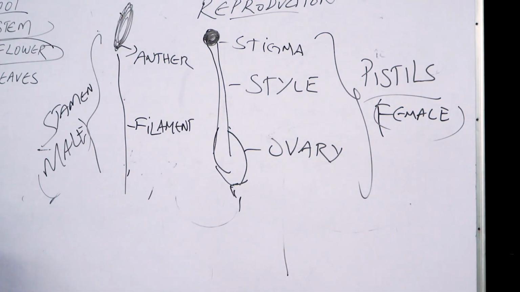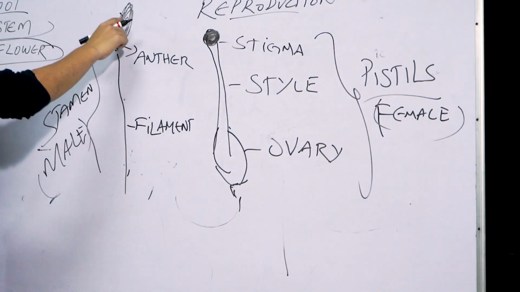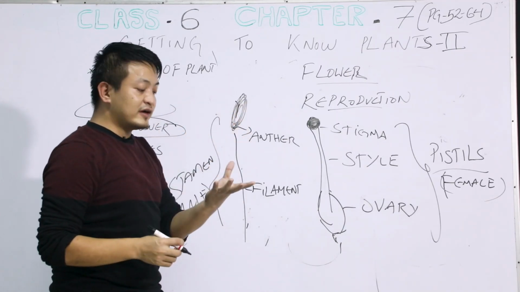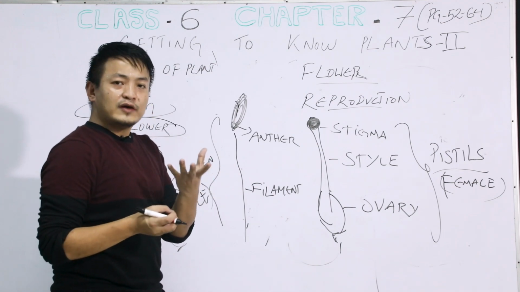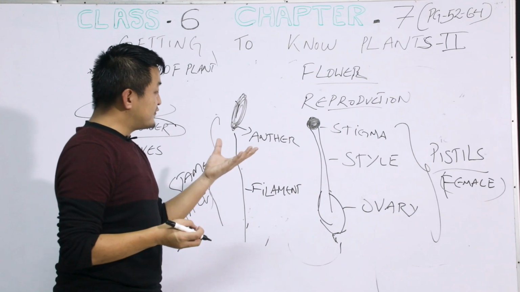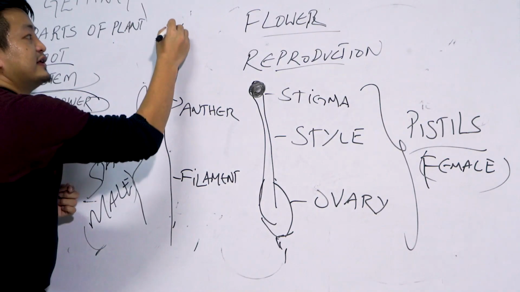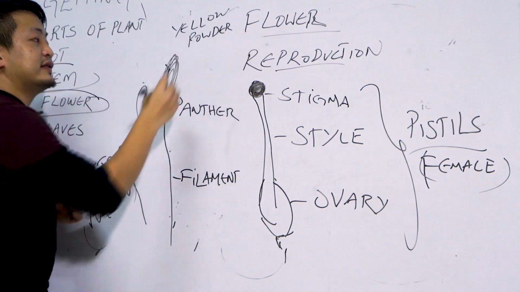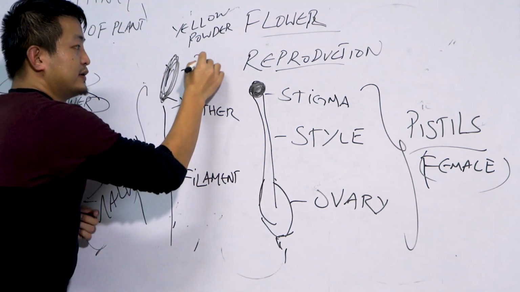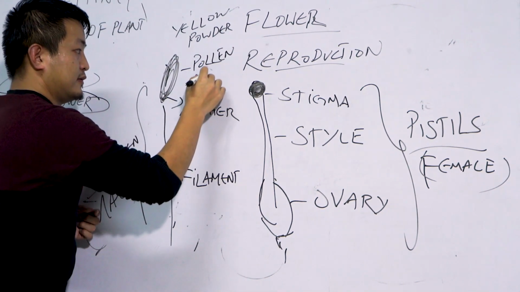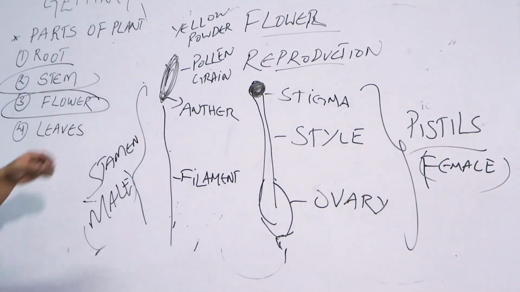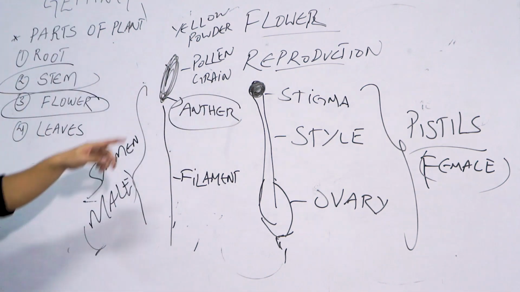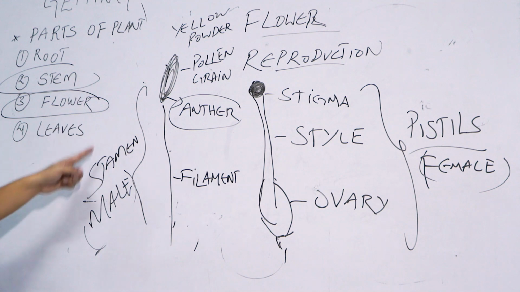Now in this anther, they develop pollen grain. From the anther, they release a yellow powdery form. Have you observed that in the flower? In the middle, they release a yellow powder, and that is known as pollen grain. So you have to know this: where is pollen grain produced? In the anther. And where do we find the anther? We find it in the stamen.